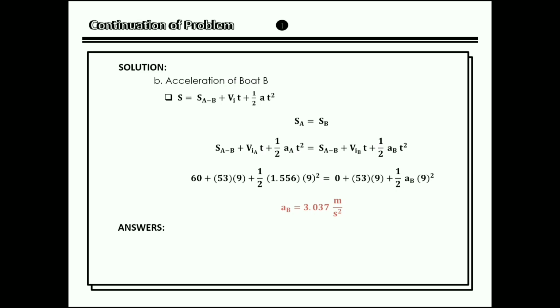Therefore, the acceleration of boat A is 1.556 meters per second squared, and the acceleration of boat B is 3.037 meters per second squared.